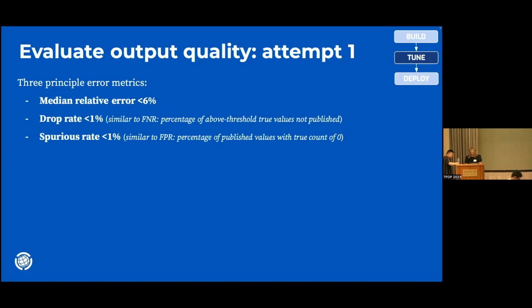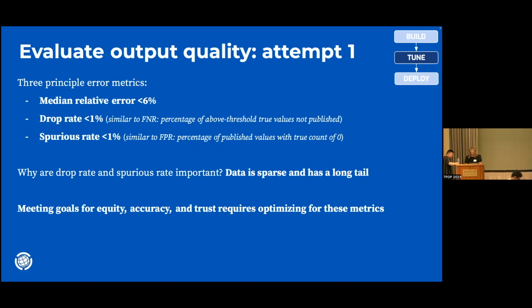Conversely, we have something that we call the spurious rate, which is the exact opposite, slightly more intense, where what percentage of zero values, because this data is very sparse, get so much positive noise added to them that they're above the threshold and are inadvertently published when they shouldn't be. And why are drop rate and spurious rate important? As I said, data is sparse and has a really, really long tail. So if we're adding a bunch of noise to this distribution, there are going to be times where we're adding 4 standard deviations, 6, 7, 8 standard deviations away from the normal value in the middle. Meeting goals in equity, accuracy, and trust requires actually optimizing for all of these metrics, not just median relative error. And I'll get into what that looks like.